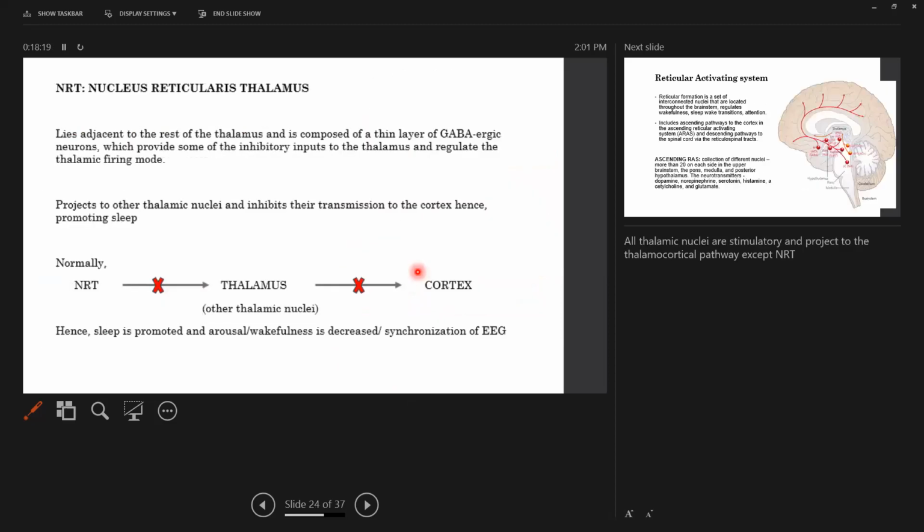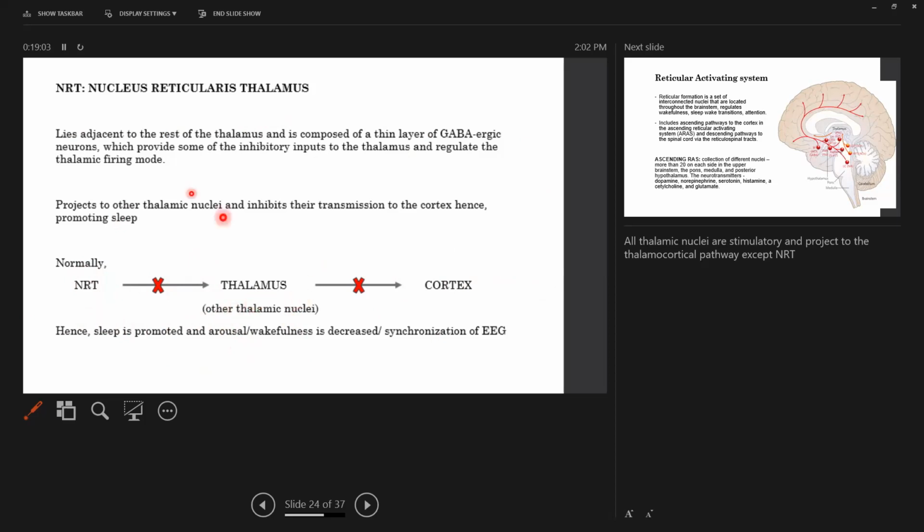But there is one nucleus which is important for us, which is the nucleus reticularis thalamus, the NRT. The nucleus reticularis thalamus is the only nucleus in the thalamus which is inhibitory. All the other nuclei of the thalamus project to the cortex, except for this nucleus. This nucleus projects to other nuclei and not the cortex. It inhibits all the other nuclei of the thalamus. So when they are inhibited, their stimulation to the cortex is also inhibited, and hence it will promote sleep.